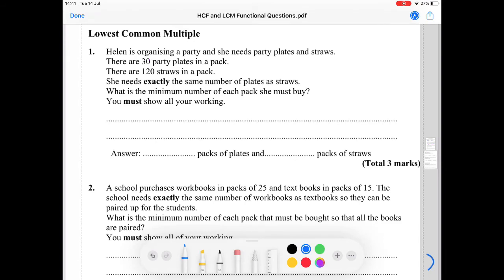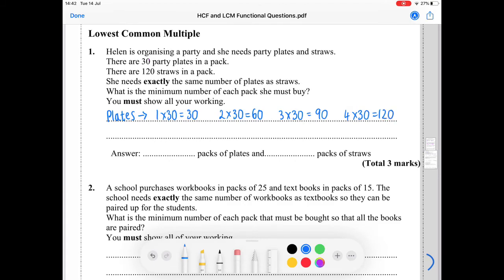So we've got a question here where we want to find the lowest common multiple because we want to find how many packets of plates we need that match up with the number of straws. Okay, so what we're going to do first is write out the multiples of plates. If we have one packet of 30, we're going to have 30 plates. If we have 2 packets of 30, we're going to have 60 plates. If we have 3 packets of 30, we're going to have 90 plates. If we have 4 packets of 30, we're going to have 120 plates.